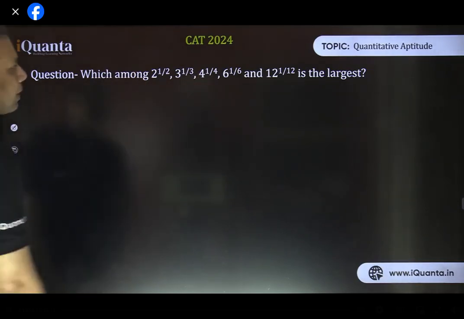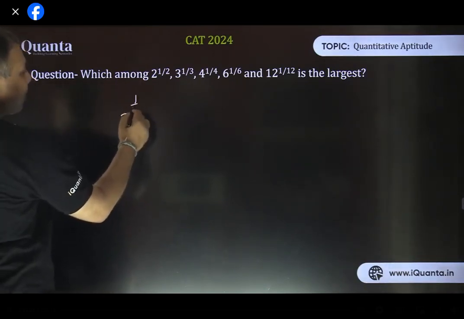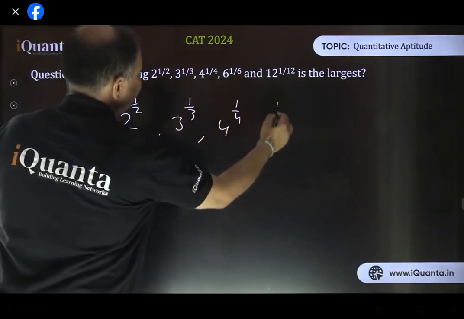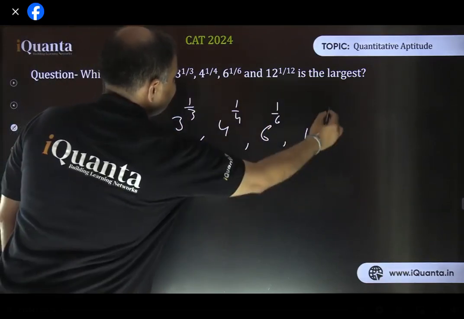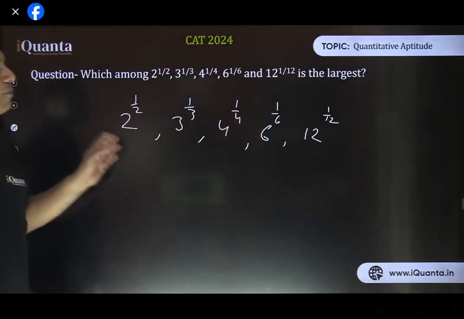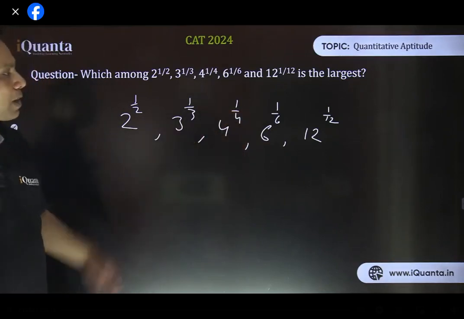Okay, let's do it. Many of you are suggesting taking the LCM of powers, basically making the powers the same. I'm rewriting them: 2 power 1 by 2, 3 power 1 by 3, 4 power 1 by 4, 6 power 1 by 6, and 12 power 1 by 12. For those who are doubtful about what others are saying, it's a very easy thing. If their powers had been the same, we could have easily compared. Or if the base numbers had been the same, then we could have easily compared. But right now both things are different.